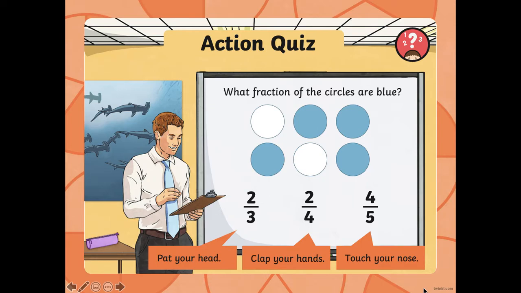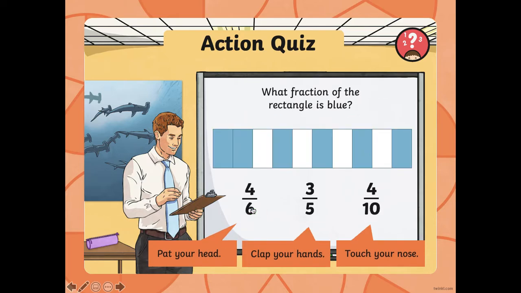Hopefully you said 2/3. Yep, because even though there's 6 of them, the equivalent fraction would be 4/6, and you can convert that down to 2/3.